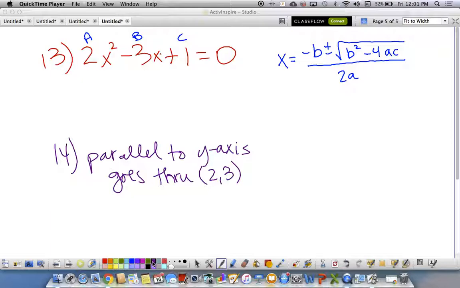Me, number 4. We all did number 4. You all solved this using the quadratic, plugging it in.